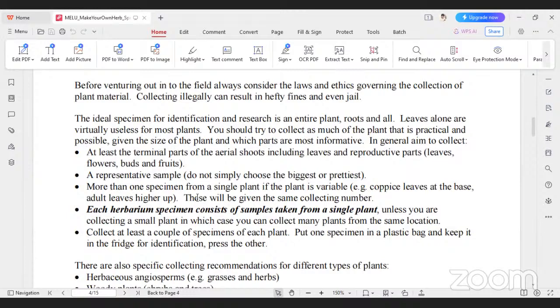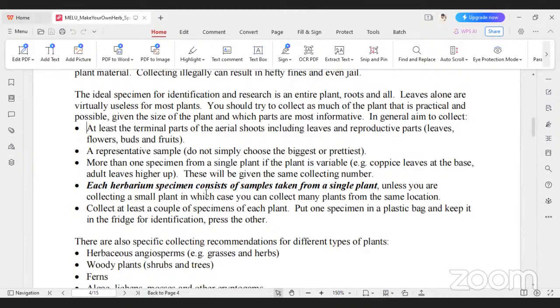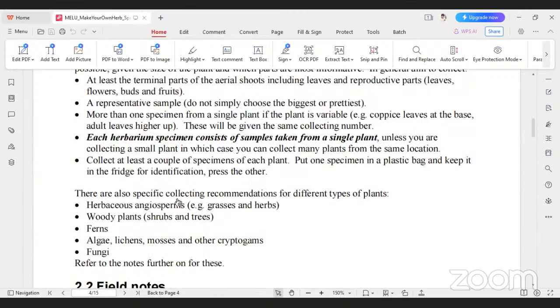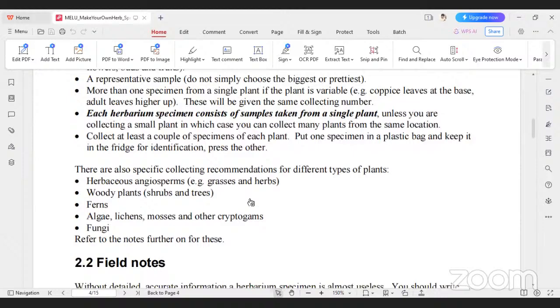If it is variable, for example with the base, adult leaves, and higher leaves, these will be given the same collecting number. Each herbarium specimen consists of a sample taken from a single plant, and there are specific collecting recommendations for different plants.